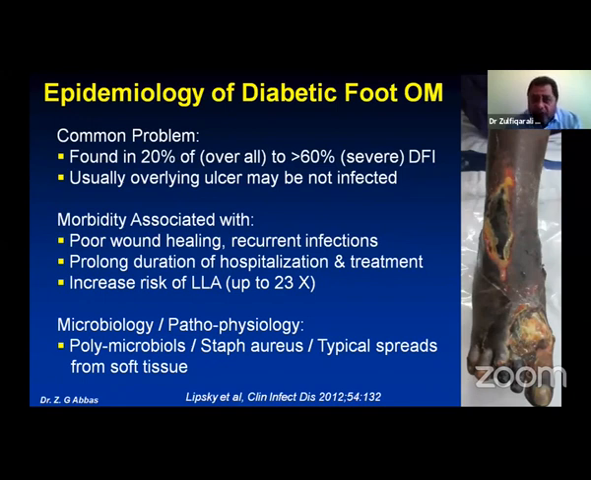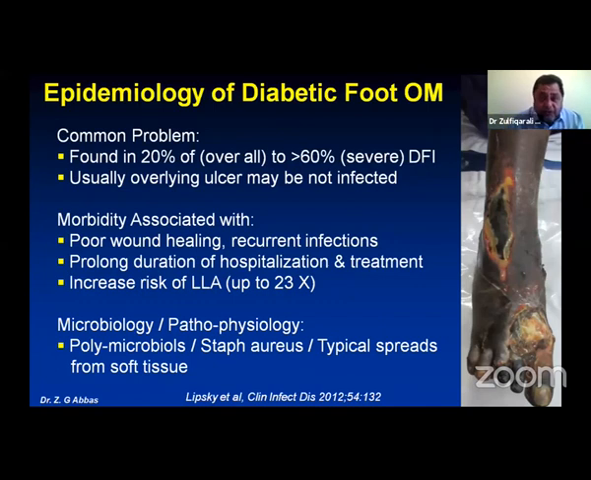And if you take only those severely infected diabetic foot infections, you see more than 60% of them have already involved the bone. Usually the overlying ulcer may not look infected, and it can lead us wrongly. Morbidity associated with this is poor wound healing, recurrent infection of the same wound, prolonged hospitalization and treatment, and the risk of lower limb amputation increases by 23 times.